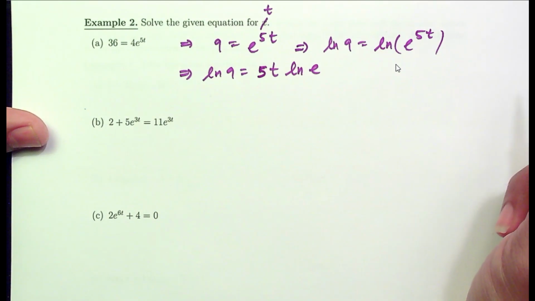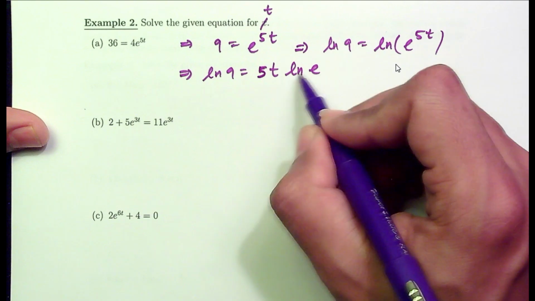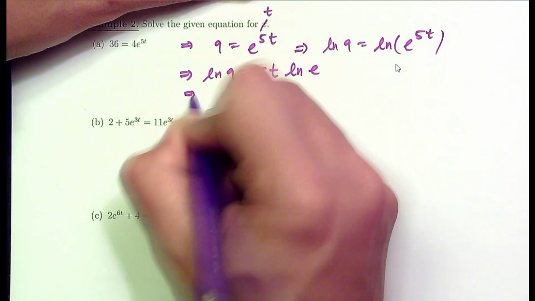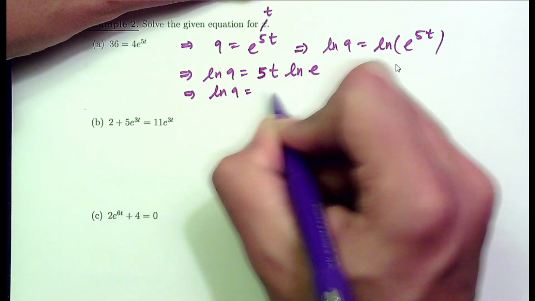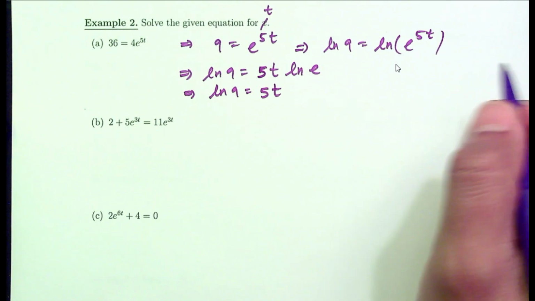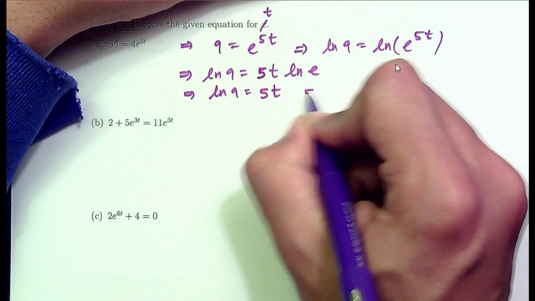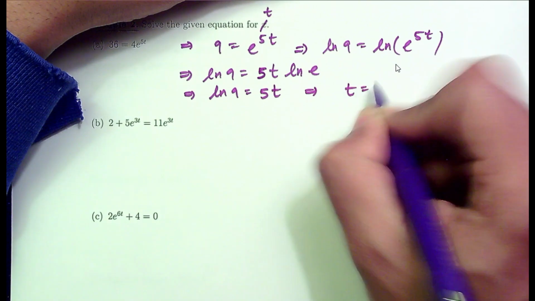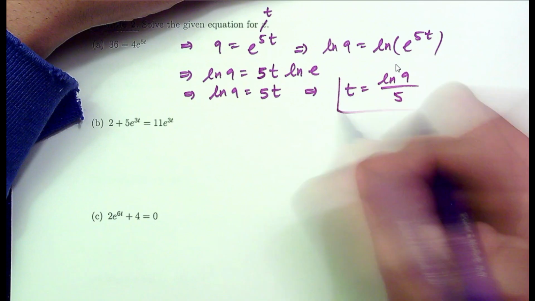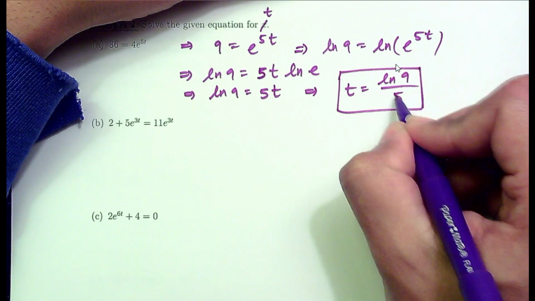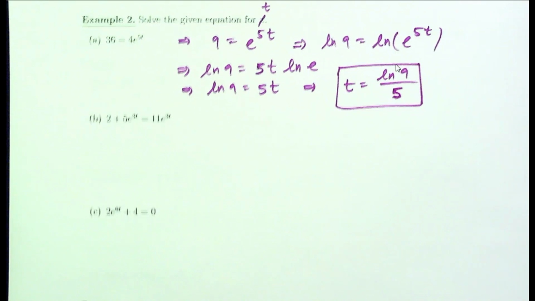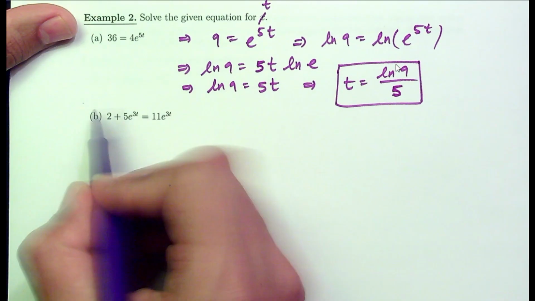And lastly, you have 2 more steps. Remember that ln of e is 1, so really this is ln of 9 equals 5t, because ln of e is 1 and times 1 doesn't do anything. And to get t, divide by 5, so you get t equals ln of 9 over 5. And that's the answer.